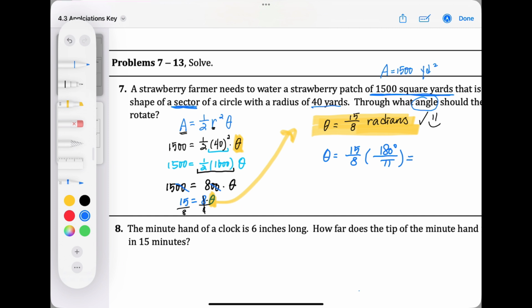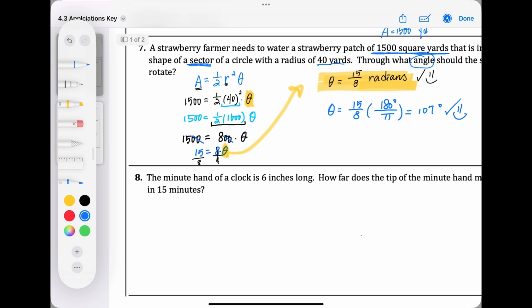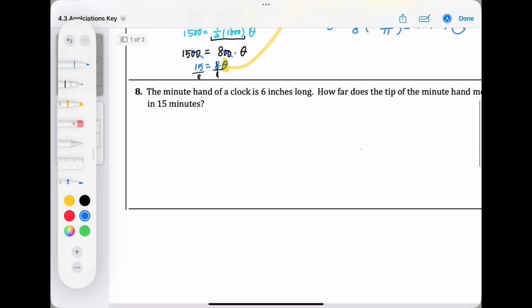So yes, indeed, if you plug it into your fancy calculator, right? Do they mention how many degrees? So I'm going to round it to a whole number. It's about 107 degrees. And this is perfect. That's it. If you want to give me a decimal, something like that, okay? But nothing wrong with the whole number. 15 over 8 radians. Perfect.